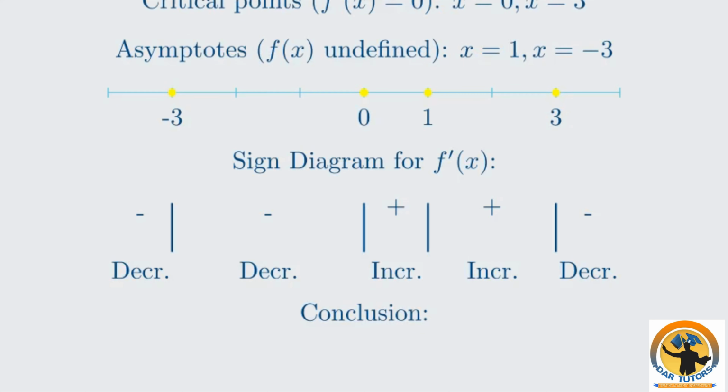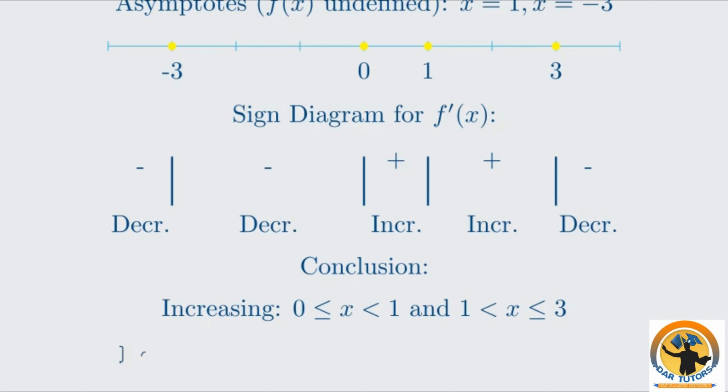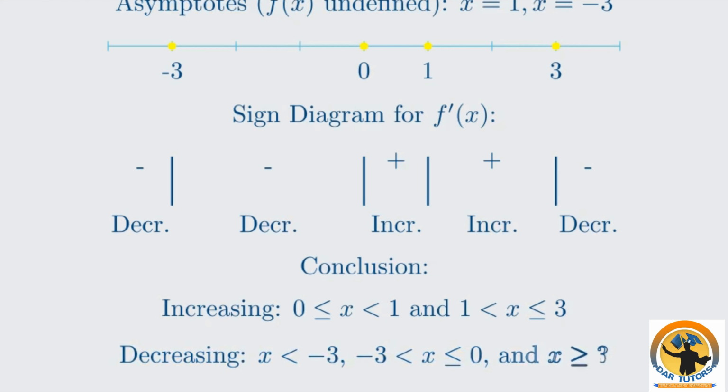From the sign diagram, we can conclude that the function is increasing on the intervals from 0 to 1 and from 1 to 3. It is decreasing on the intervals from negative infinity to negative 3, from negative 3 to 0, and from 3 to positive infinity.